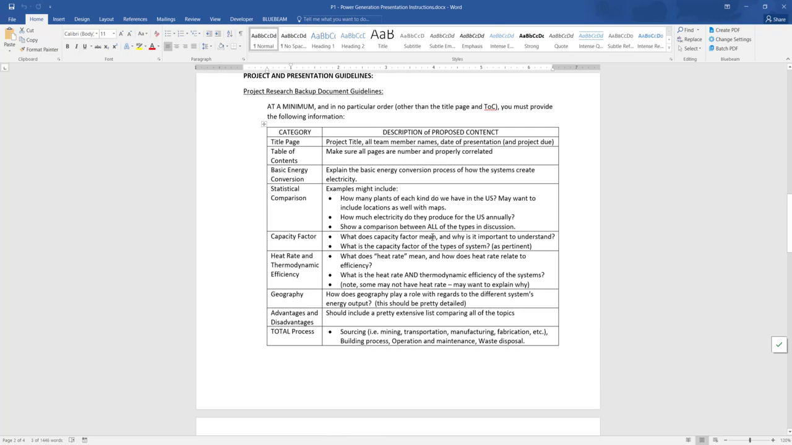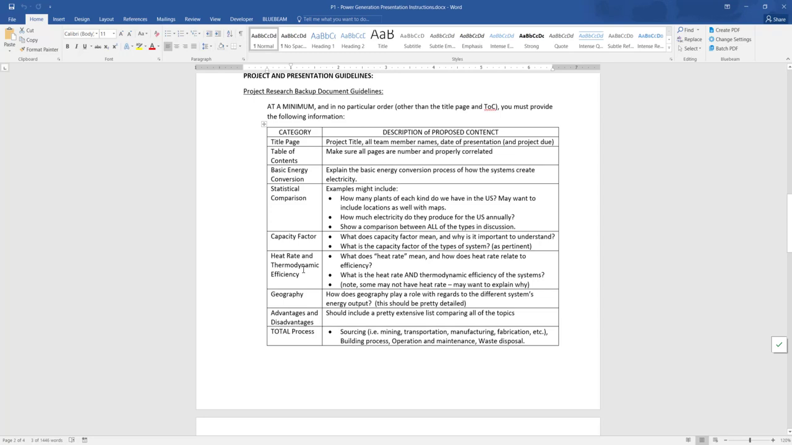A description of whatever that proposed content might be, right? Examples of things that you might be able to look at. So like statistical comparison. If you have wind energy and hydro, for instance, you probably want to figure out how many plants I have in each of those types in the United States. You may want to look into different locations as well, or locations on the map, may want to look into how it's used around the globe even, right? Different parts of the world. How much electricity does each of them produce, right? Comparing those versus other ones. And then also trying to prove that yours is better somehow, right? Trying to skew the facts, or maybe not skew them, but use them to your advantage as much as possible.